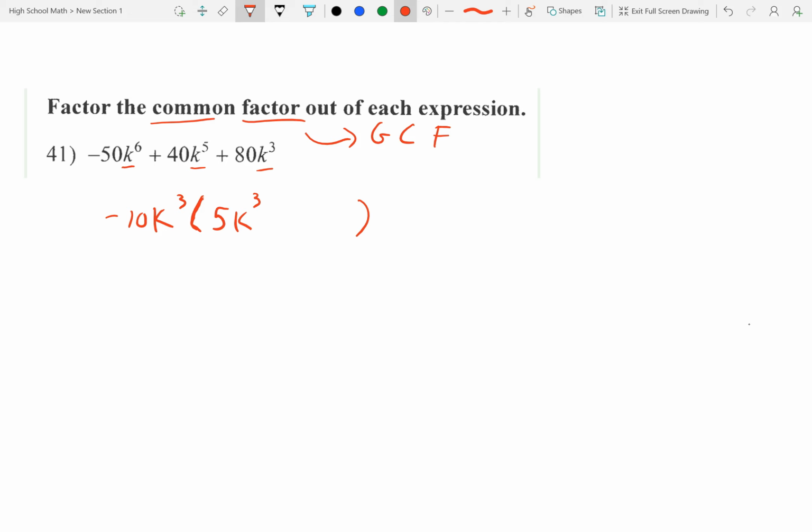Positive by negative, that will leave a subtraction here. 40 divided by 10 is 4. K to the 5th divided by k cubed is k squared. 80 divided by minus 10, that'll be minus 8. K cubed divided by k cubed, well, you would say that was k to the 0, or no k at all there. Notice there were 3 terms initially: 1, 2, 3 terms. We still have 3 terms inside: 1, 2, 3. We could distribute and it would arrive at that.